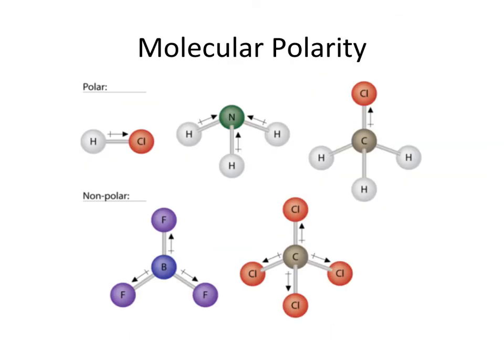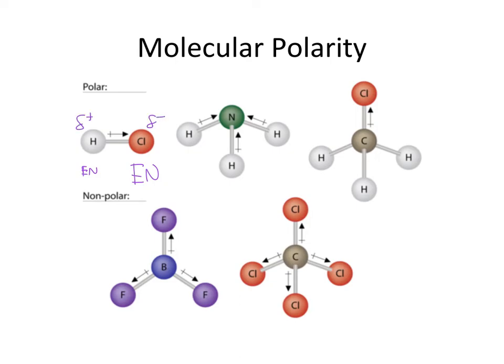So here are some other ones. You can see that the first 3 are polar molecules. The reason for that is, again, chlorine is a lot more electronegative than this hydrogen here. So it's going to pull the electrons, making this side slightly negative and this side slightly positive.